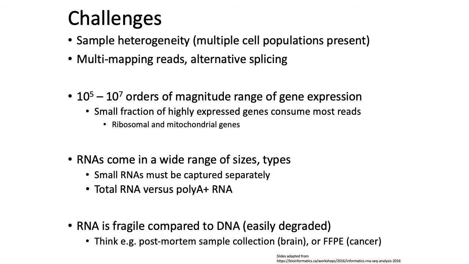Some other problems involve measuring expression of different types of RNA. Historically, a lot of people have focused on expression of protein coding genes, but we now know that non-coding RNAs are actually more numerous than protein coding genes. It can be hard to capture small RNAs, and so typically you might have to perform multiple selection procedures in order to sequence, say, polyA RNA versus small RNA, and so on.